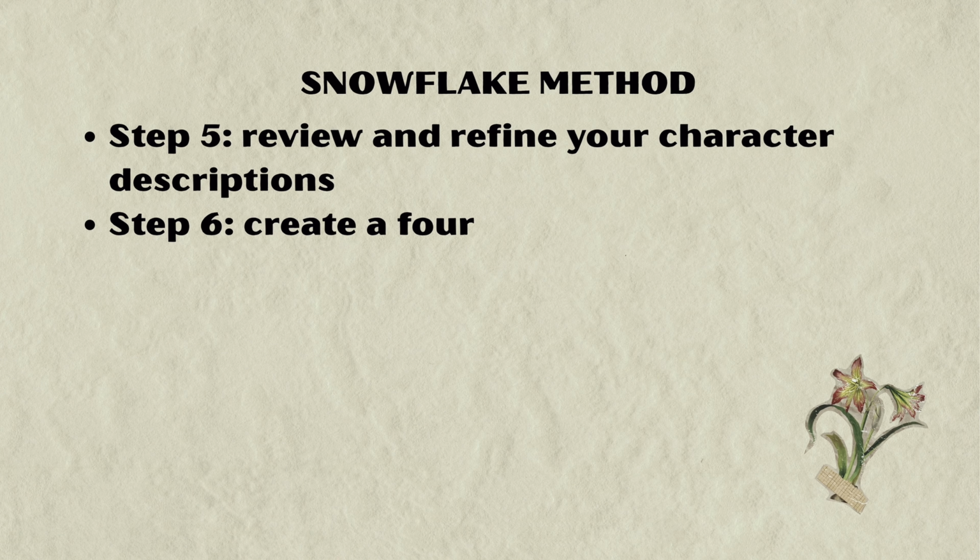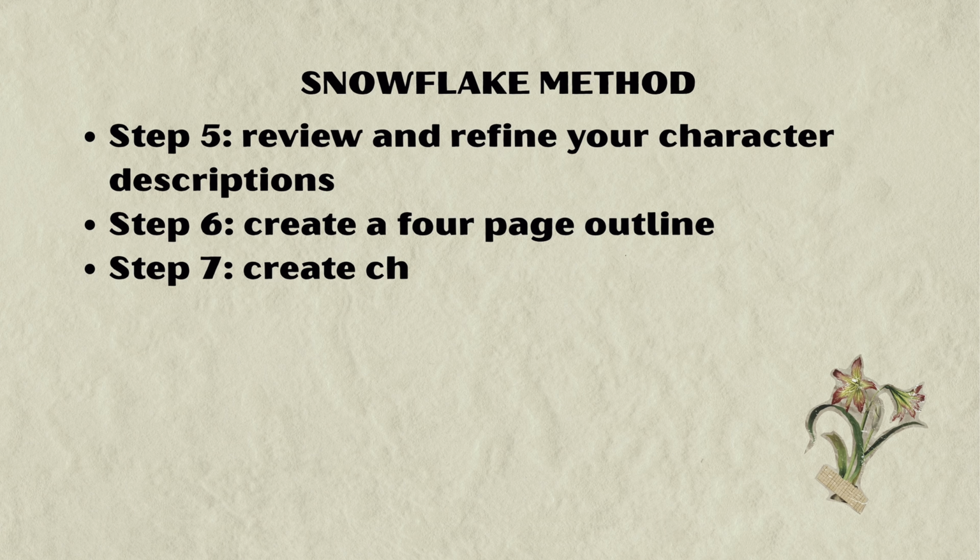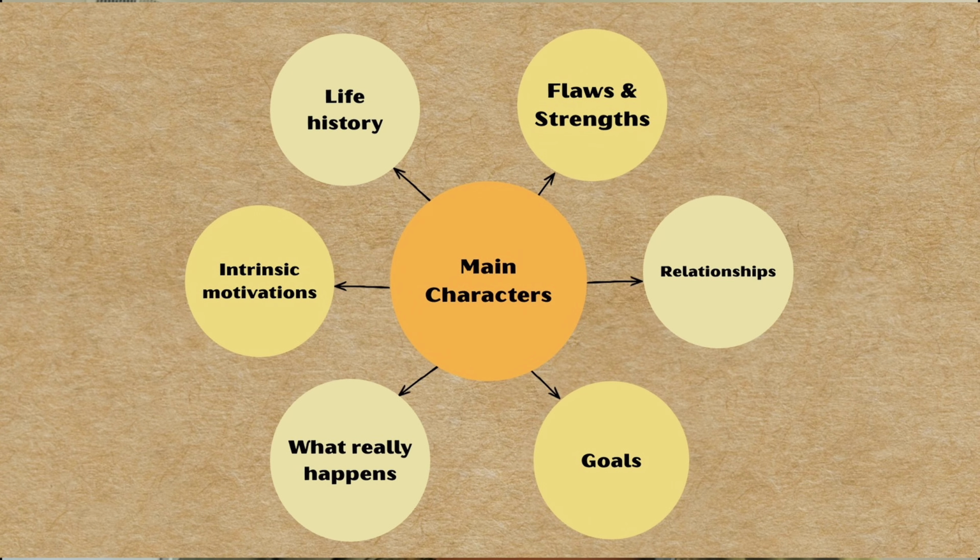Create a 4-page outline to further zoom into your storyline. You can do these by further elaborating on each paragraph in your one-page description. Create character charts that help you understand the depths of each character, and you can do this in Google Sheets and fill out the charts. I did this and it helped me understand the characters' intrinsic motivations, their life histories, their flaws, their strengths, their relationships, and the goals in the story versus what actually happens to them.